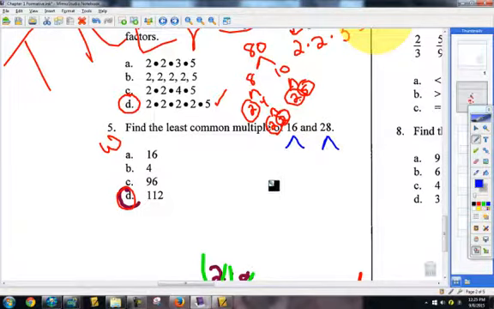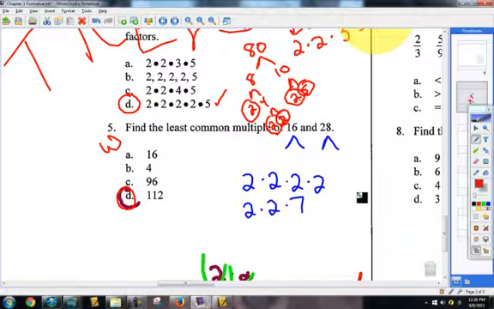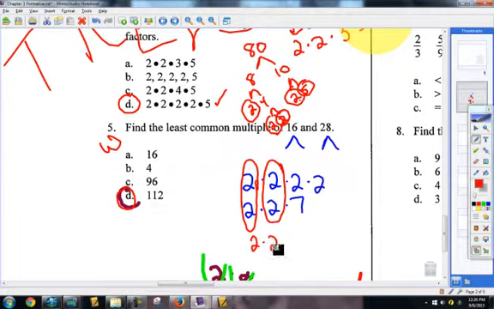Now I'm going to start skipping that step just to save a little bit of time, because I think we all know that. So I will tell you that 16 is 2 times 2 times 2, and 28 is 2 times 2 times 7. What do I look for at this step right here? Yes? I look for CFs, common factors. There we go. So what is my GCF here?